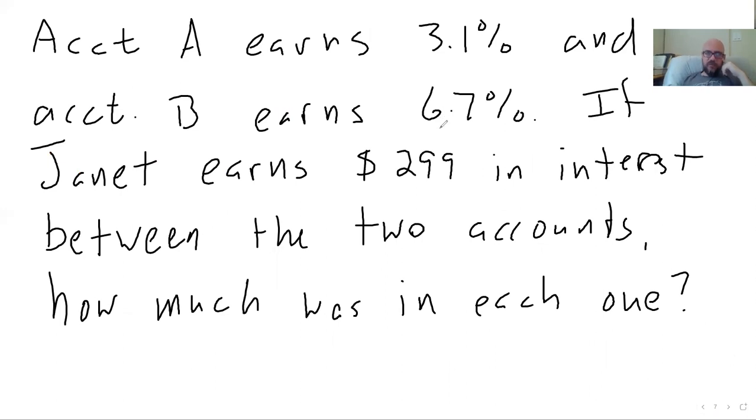1% of 4,000 would be 40. And so I'm going to get 6.7 times 40. So 6.7 times 4 is going to be $268. So that would be 268 plus 31 is 299. All right, great. It seems like I got what I wanted.